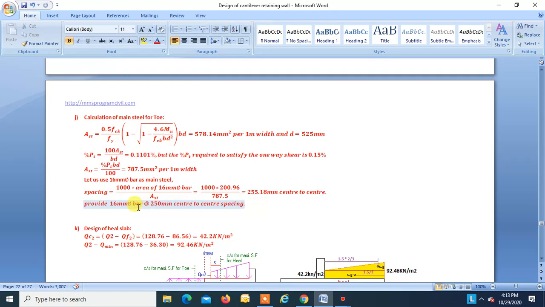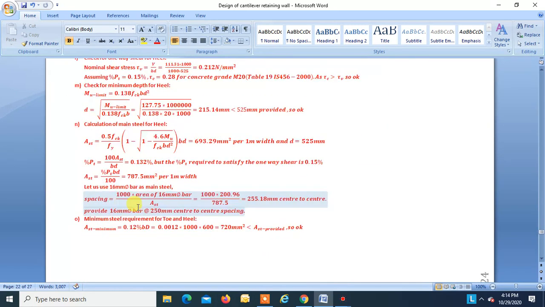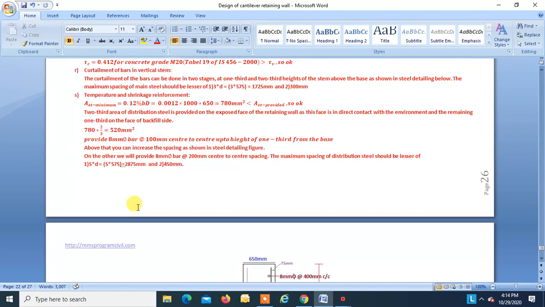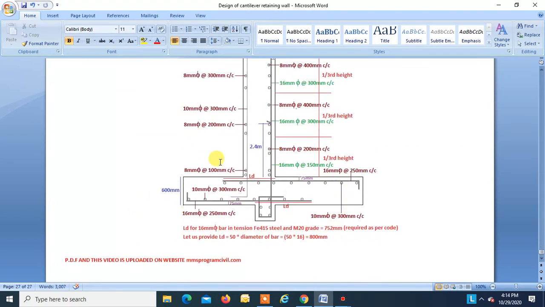This is for the toe, right? So let us see the detail. So this is the toe, this is our main steel. We are providing 16 mm at 250 mm center to center. And from here, at least for a distance Ld, extend this bar in the heel. So Ld I have taken as 50 times the diameter of the bar, which is equal to 800 mm.